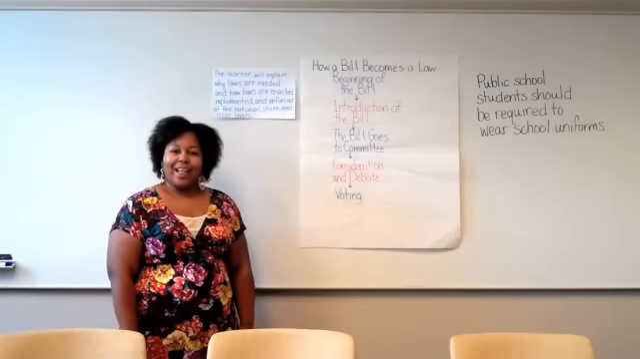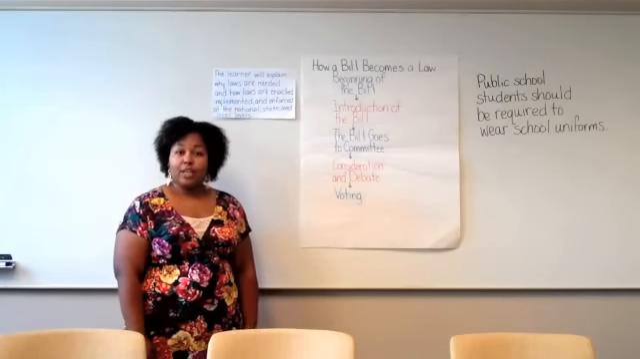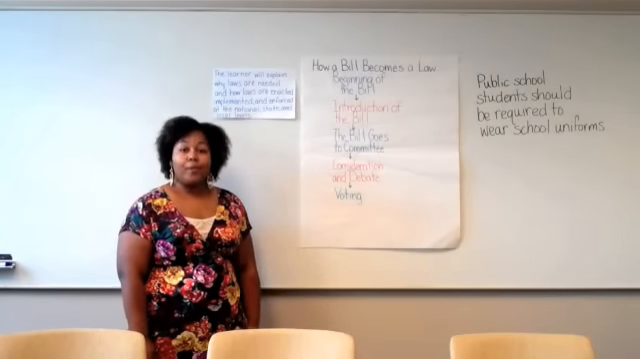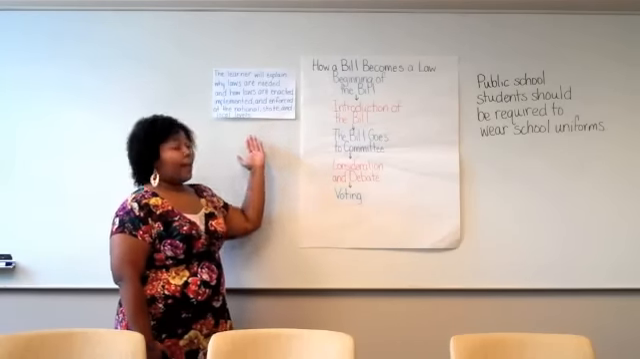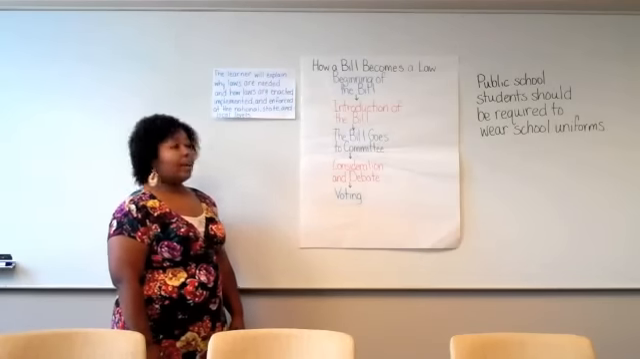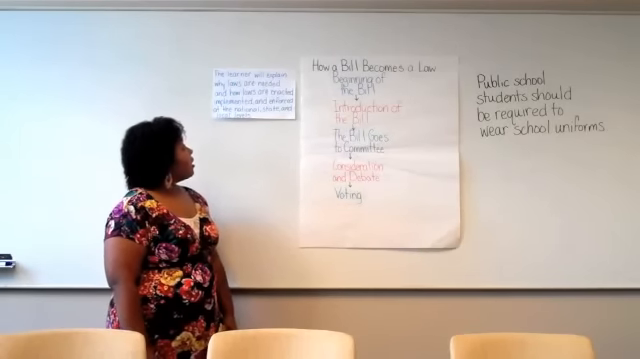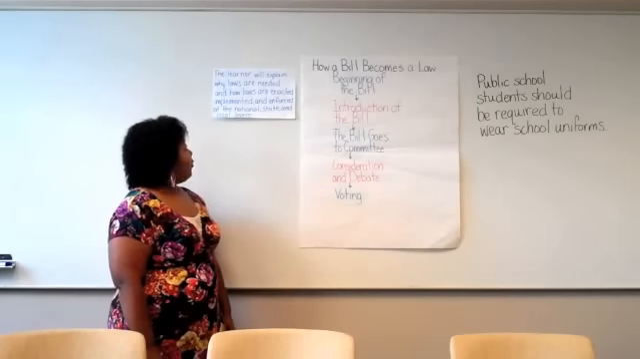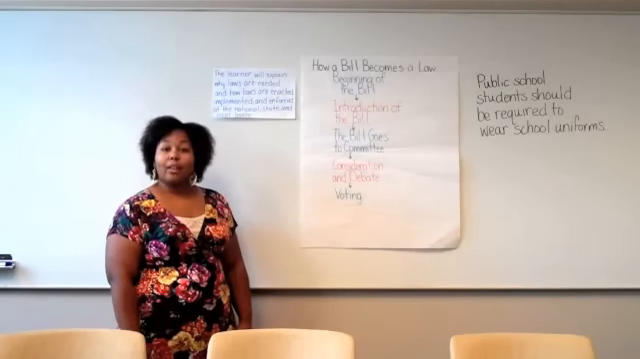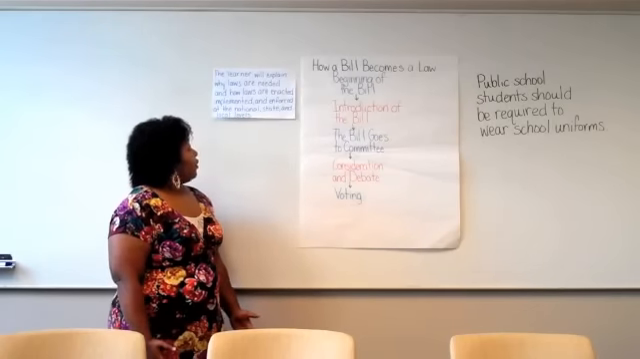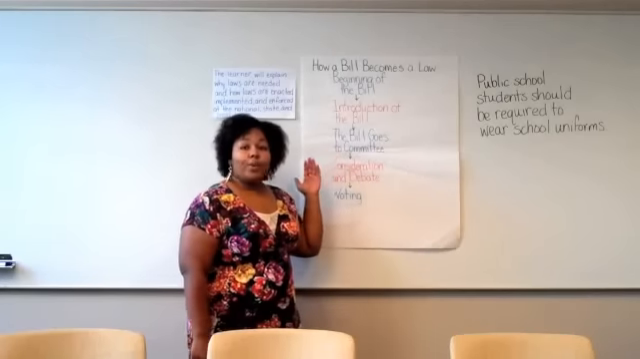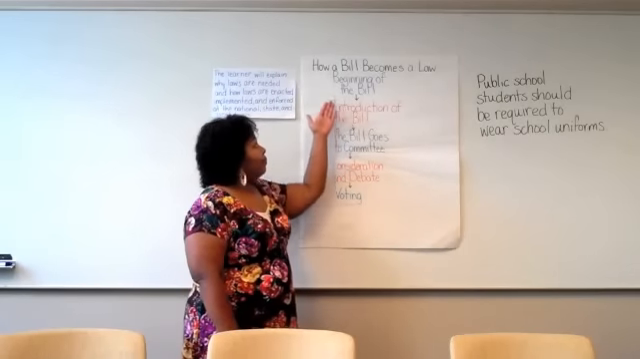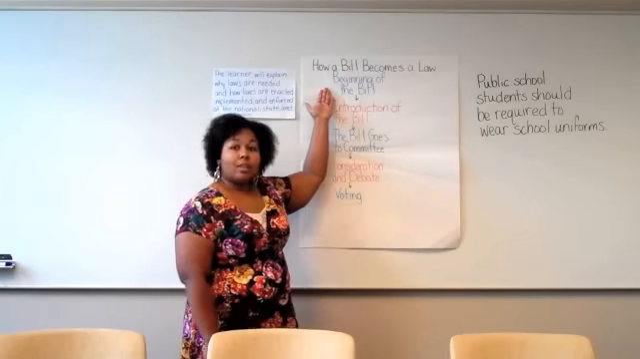Good afternoon, class. Today we are going to continue our discussion of how a bill becomes a law. Remember our objective: the learner will explain why laws are needed and how laws are implemented, enacted, and enforced at the national, state, and local levels. And we're really focusing on how laws are enacted. So we've talked about this week how a bill becomes a law.